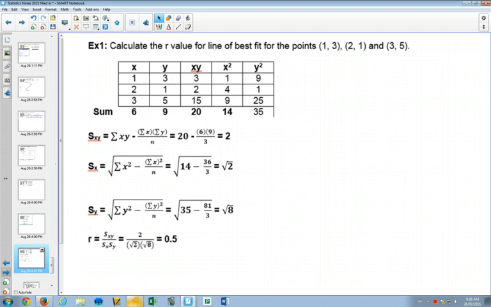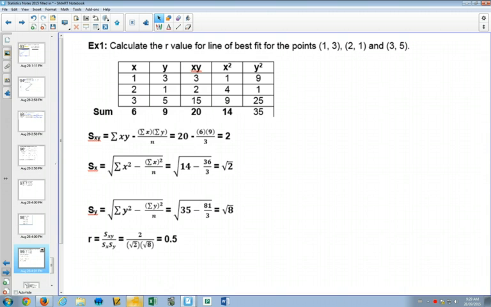So we had this chart from before. I'm adding a y squared column now because we didn't have that from before. We could calculate each of those things separately, plug it into our formula, and we have an R value of 0.5.